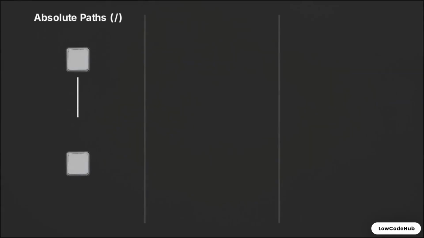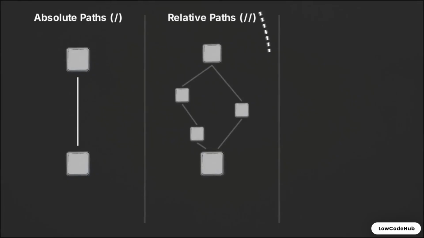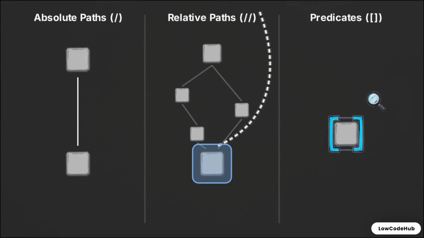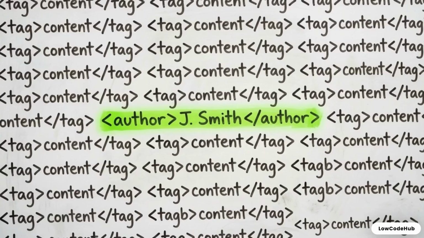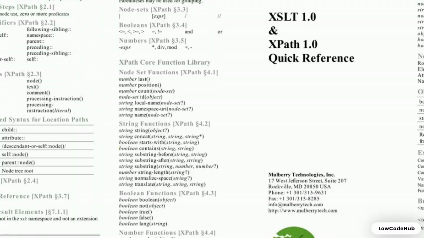You now have a working toolset. You can navigate from the root with absolute paths, bypass hierarchy with relative paths, and filter exact targets using attribute predicates. By combining these, you can write a relative path that finds a specific category and then steps down into its exact child nodes, pulling highly specific data out of thousands of lines of code. Looking at the string functions section of the library, we can see methods like contains and starts-with. These allow you to find nodes even when you only know a partial attribute value.